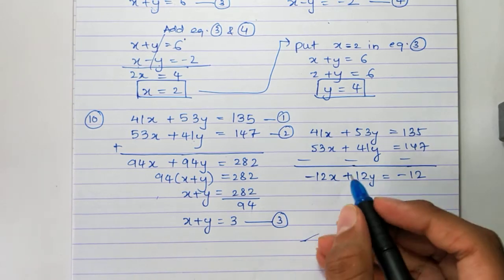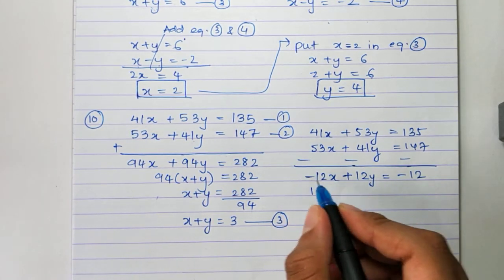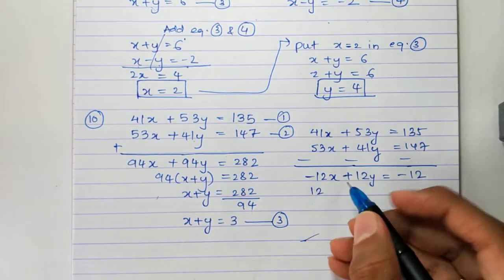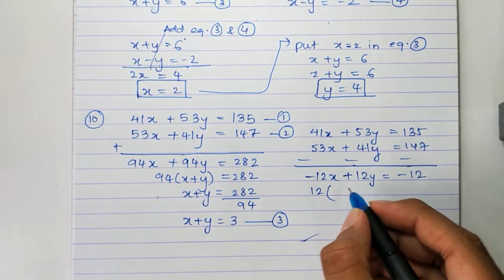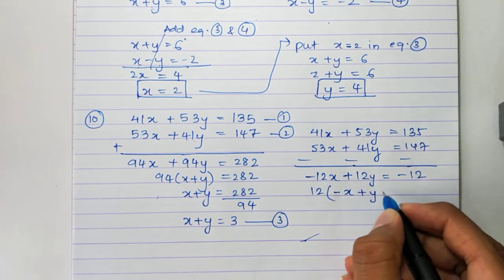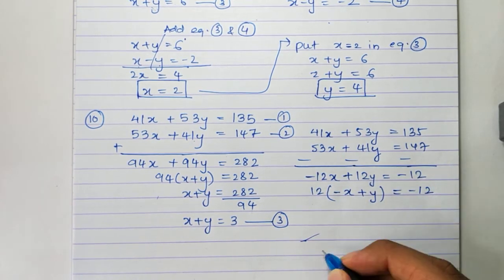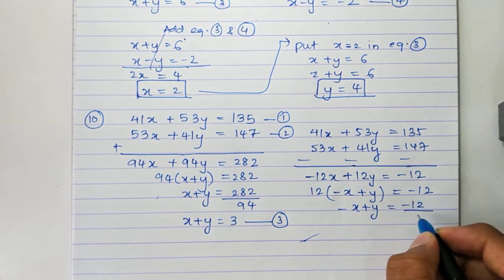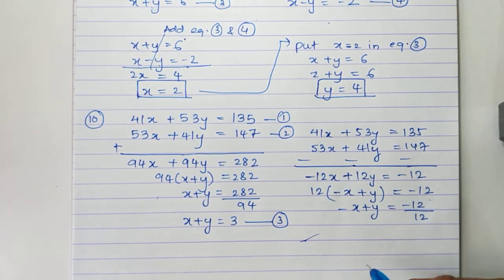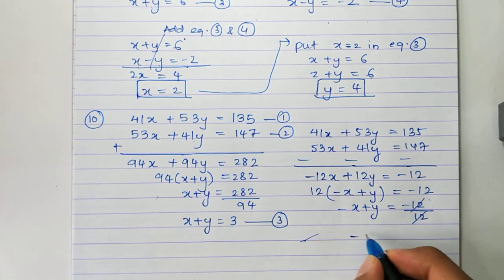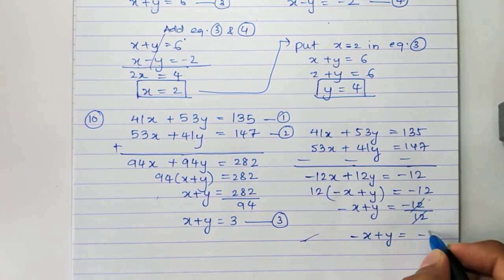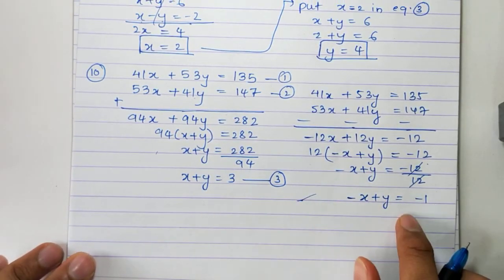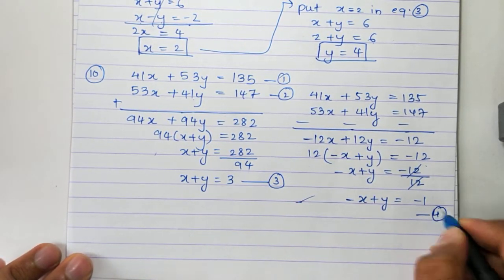So I'll first take 12 common here. You can take minus 12 common also, or you can take 12 common. It's up to you. If I'm taking 12 common, I will get minus x plus y equals minus 12. Minus x plus y is minus 12 upon 12. I have divided by 12 here. So 12 will cancel. Minus x plus y is minus 1. Now you have these two simple equations. Let's say this is equation 4.